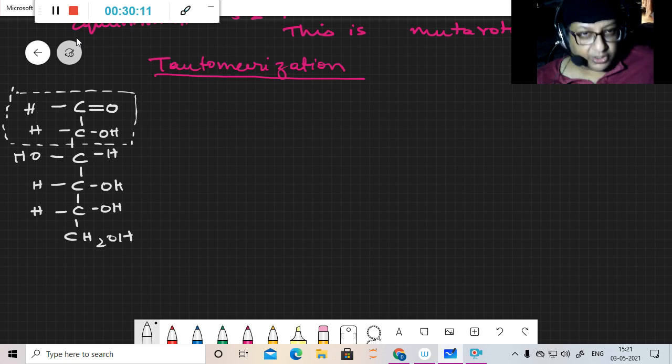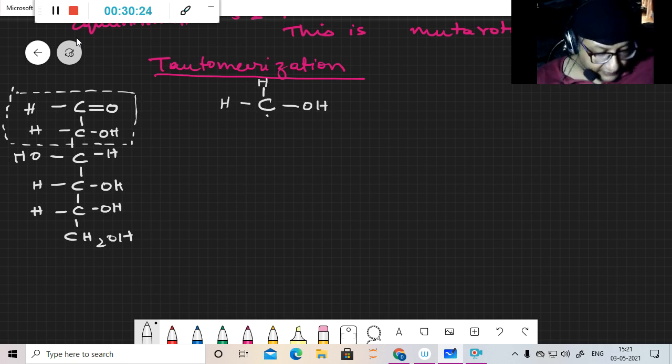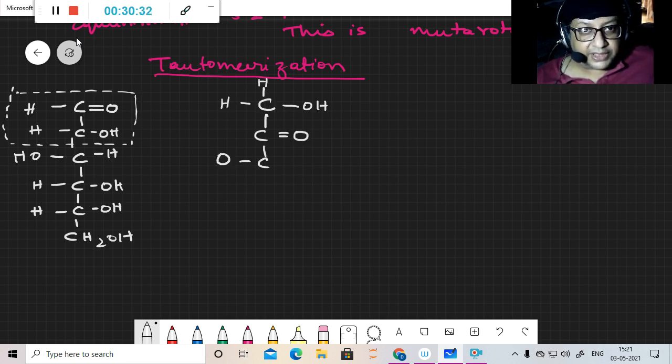Beside it, I am drawing the structure of fructose. CH2OH, CO, and the rest is similar to that of glucose.